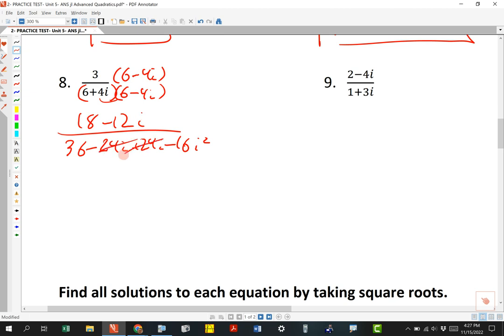So if you didn't want to write them, I suppose you wouldn't have to. Negative 16i squared, that's going to count as plus 16. So those add together to be a 52. So here's what I've got. 52, 18 minus 12i on the top.